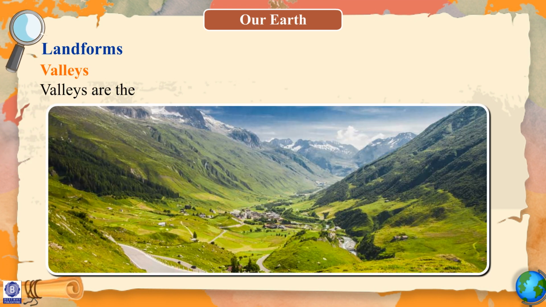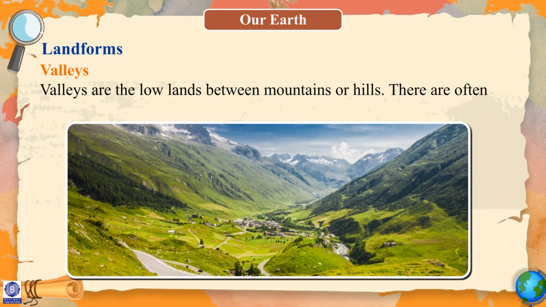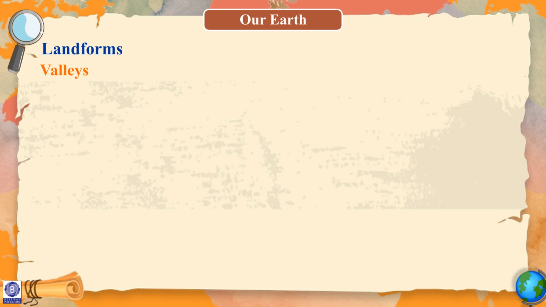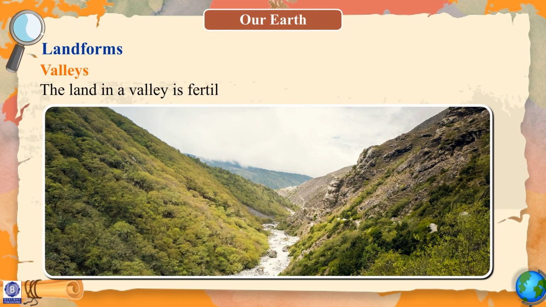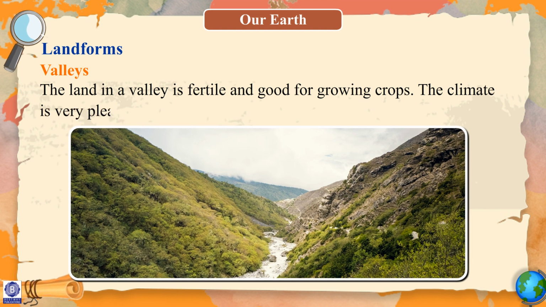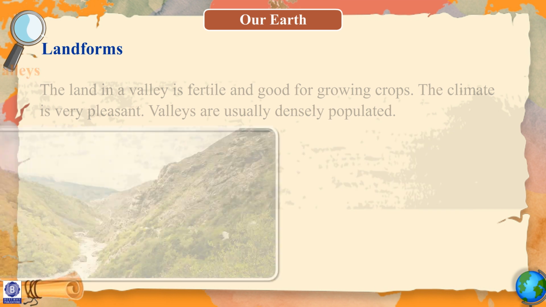Valleys. Valleys are the lowlands between mountains or hills. There are often thick forests in valleys. The land in a valley is fertile and good for growing crops. The climate is very pleasant. Valleys are usually densely populated.